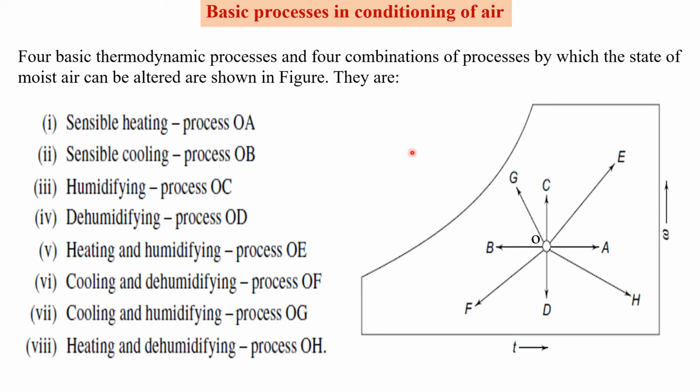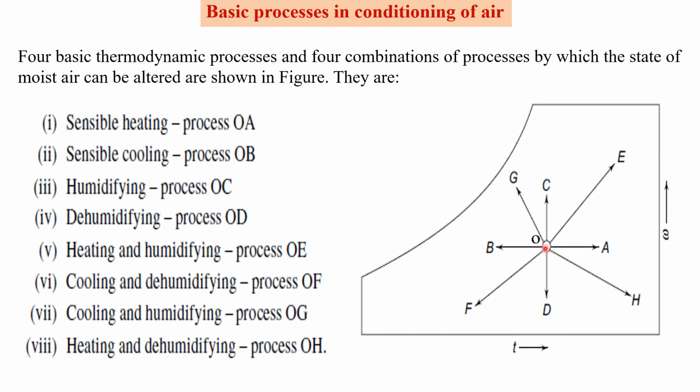When one looks at the psychrometric chart, which is between the specific humidity and the dry bulb temperature, it is noticed that there are 8 possible ways along which the thermodynamic state of the moist air may be altered. Suppose the initial state of the moist air, that is unsaturated moist air, is at point O. So there are 8 possible ways along which we can think of changing the thermodynamic state of this moist air. There are 4 basic psychrometric processes known as sensible heating, sensible cooling, humidifying and dehumidifying.